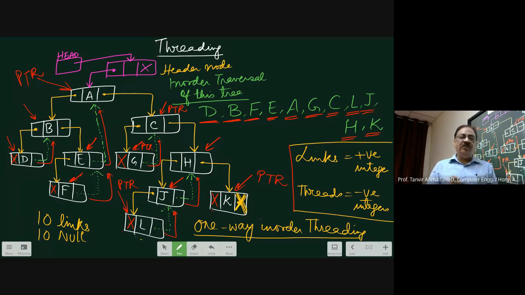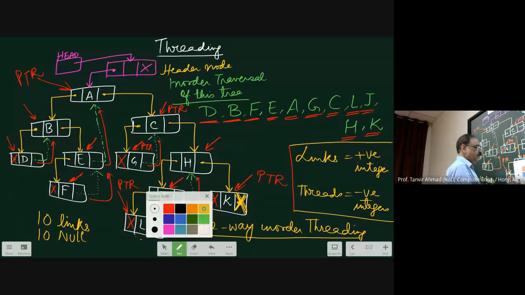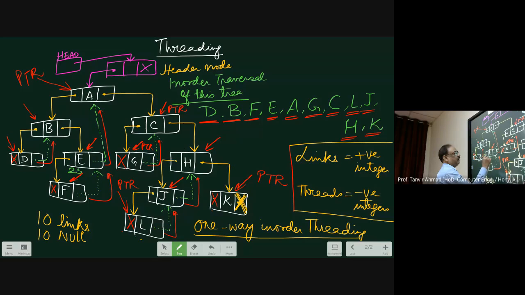But while going back along the thread, I will consider it as a positive value only, because addresses cannot be negative. This is just to make you aware that if a negative value is encountered, it means a thread. But once I am going to process it, I'll process it as a positive value only. Let us take an example. Suppose this address is 2500. Now here you will find that I have stored minus 2500.